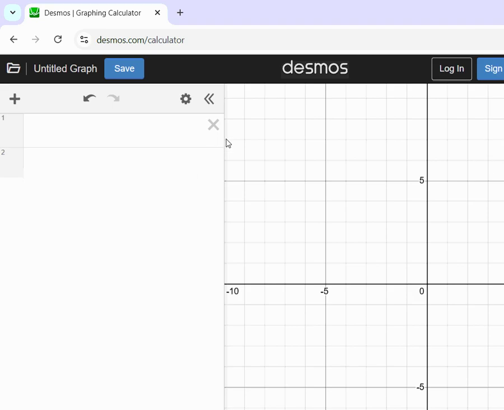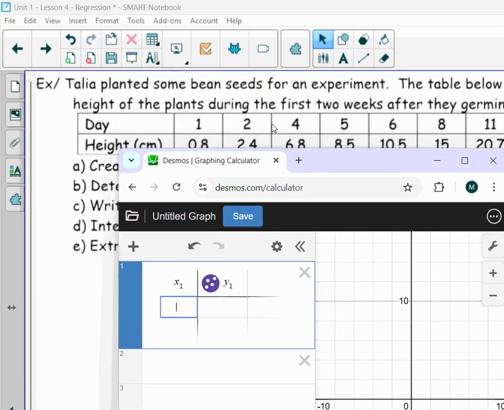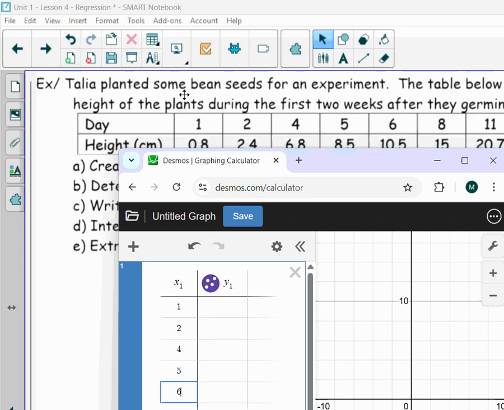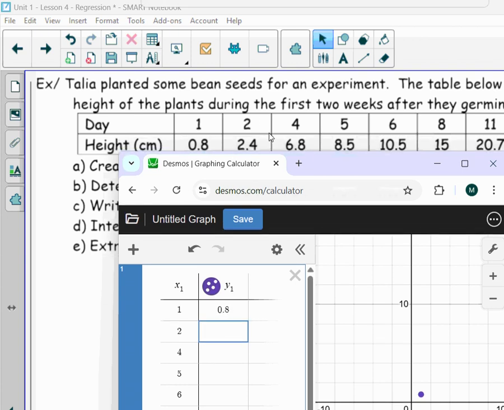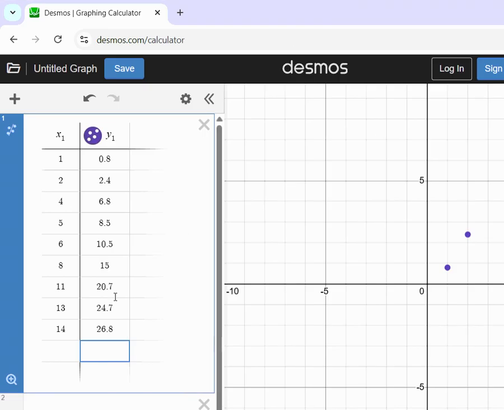Okay, we want to put our new set of data in. So we're going to need a new table. This table is written horizontally, but we're going to put it in vertical. So my day is my independent, my X value. So I'm just going to put those in. I find the Y's that go with them. Oops, I should say 10.5. Make sure that last one's at 26.8.